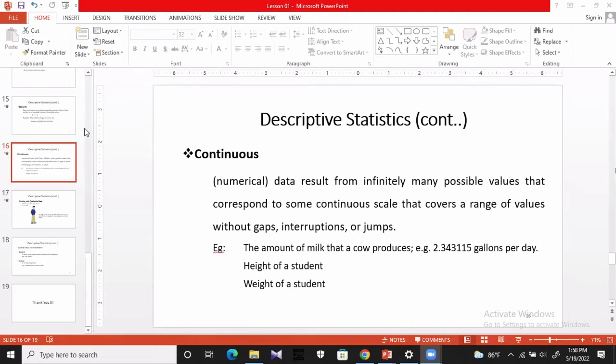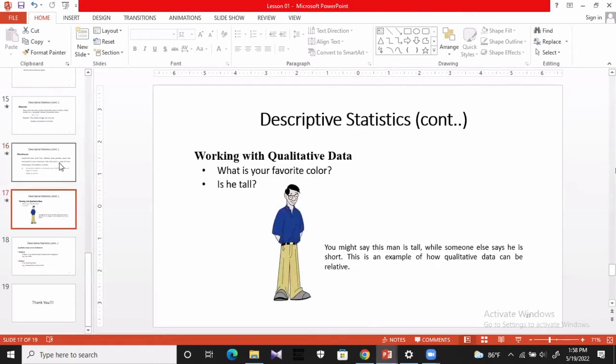So we were describing continuous and discrete data, right? So quantitative data can be divided into two parts: discrete data and continuous data. And then if we move on to the qualitative data, right?